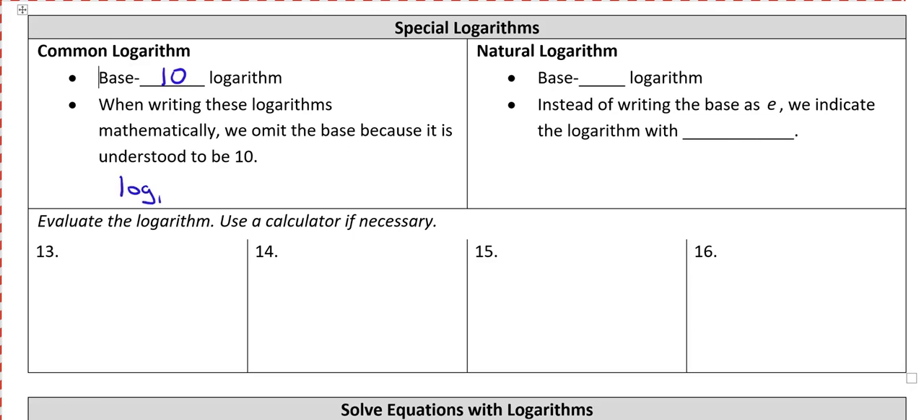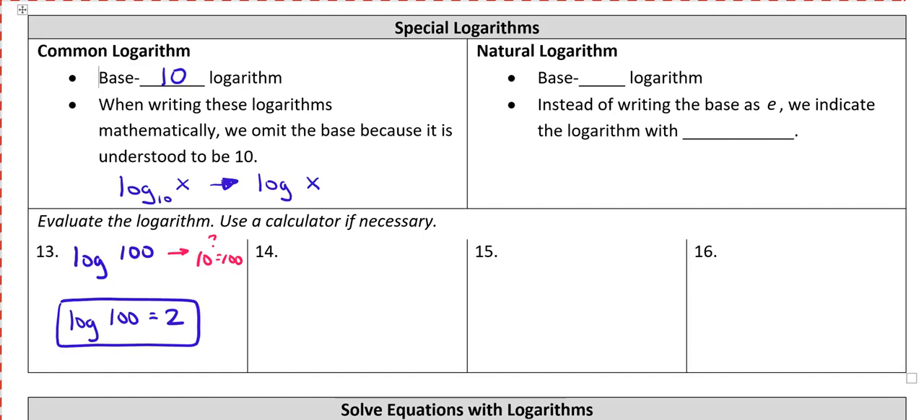When we have a log base 10 of some number, we don't write the base 10. We would just say log of whatever that number is. It's implied. So log without a base is understood to be a 10. For example, if I was asked to evaluate log of 100, let's try doing this mentally. Remember, this means log base 10. So 10 to what power equals 100? That would be a square. So log of 100 equals 2.